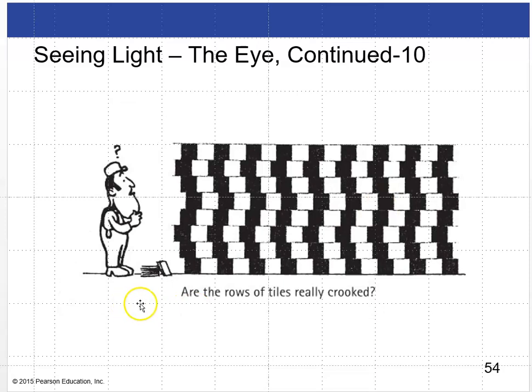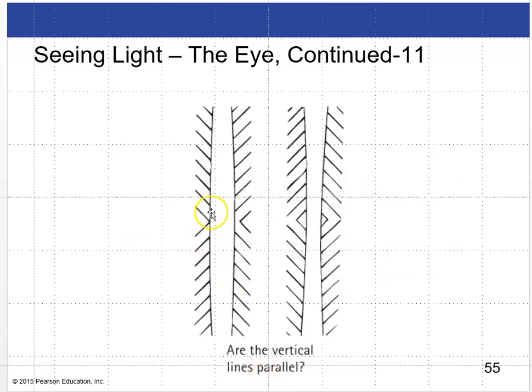I don't know. Now these rows of tile, are they really crooked? Well, if you actually put a ruler on this, you'll find that they probably are not. This line is actually parallel to that one. And although it looks like it's fatter through here than it is there, that's just because of these side lines fooling the eye. Here it looks just the opposite. It looks like this is closer together than it is at the edge, but in reality, they're parallel.